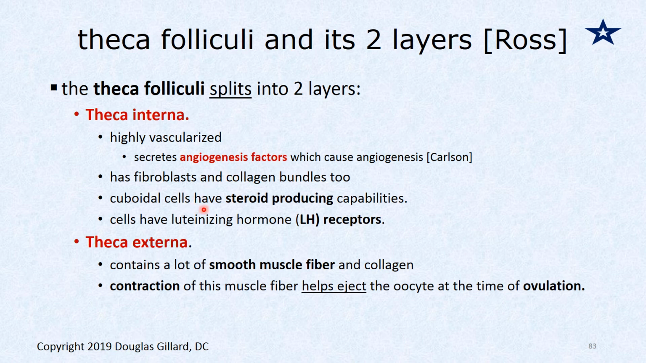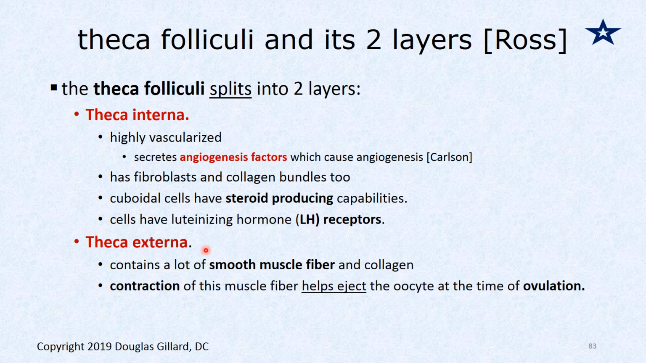Some of the cells in this layer have the ability to produce steroids like estrogen, and some of these cells have important luteinizing hormone receptors as well. Some have FSH receptors as well. Or actually, no, those are inside the granulosa cell. These are thecal cells. So these don't have FSH receptors, but they do have LH receptors.